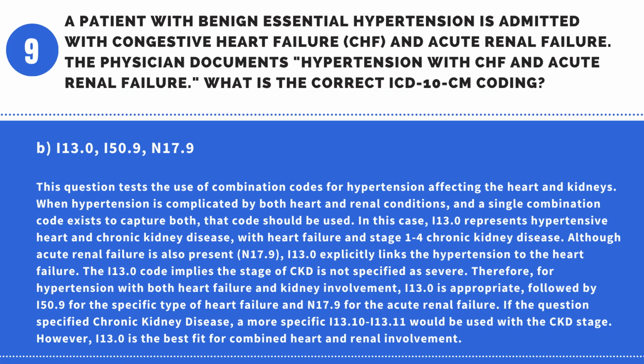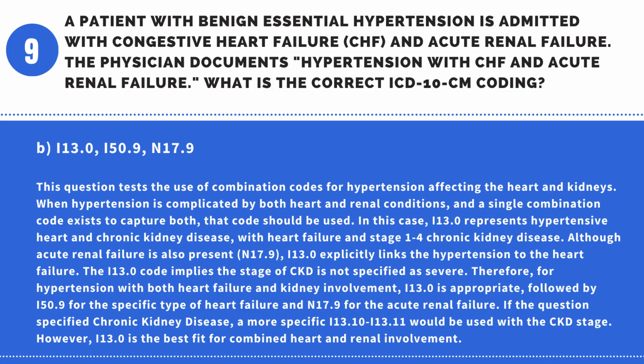Answer B. I13.0, I50.9, and N17.9. This question tests the use of combination codes for hypertension affecting the heart and kidneys. When hypertension is complicated by both heart and renal conditions, and a single combination code exists to capture both, that code should be used. In this case, I13.0 represents hypertensive heart and chronic kidney disease, with heart failure and stage 1 to 4 chronic kidney disease. Although acute renal failure, N17.9, is also present, I13.0 explicitly links the hypertension to the heart failure. The I13.0 code implies the stage of CKD is not specified as severe.